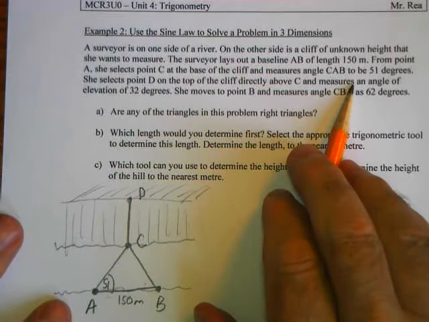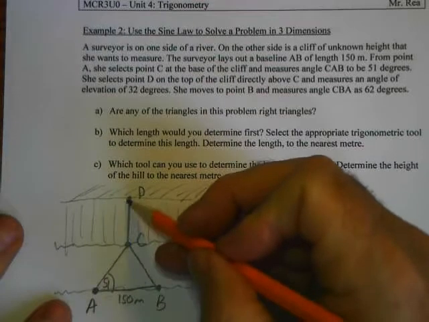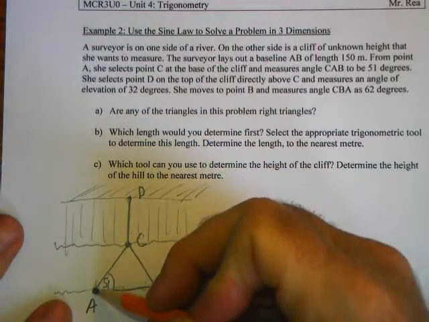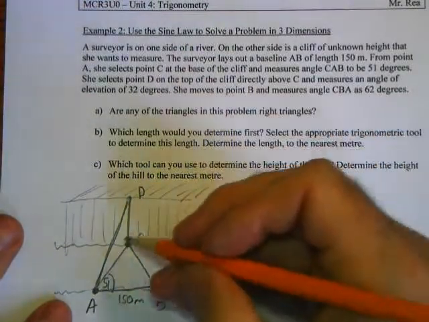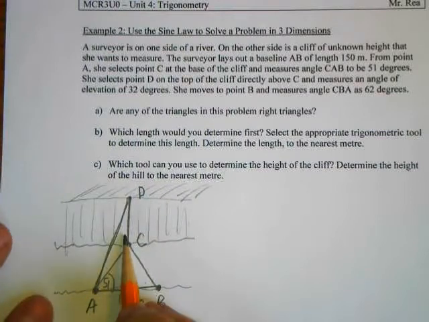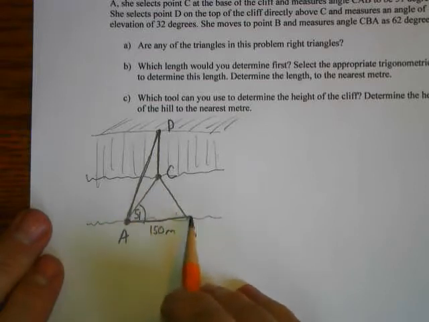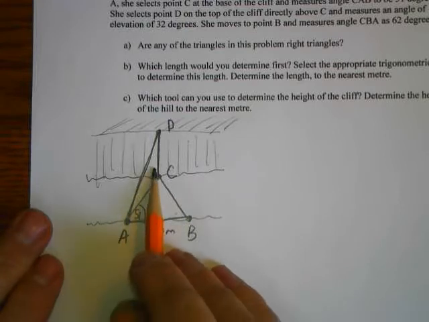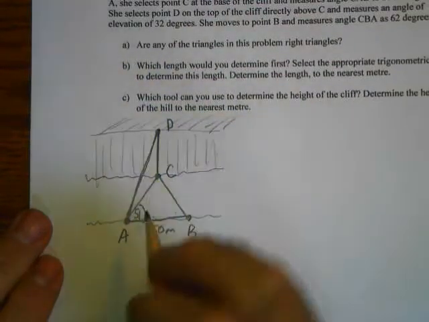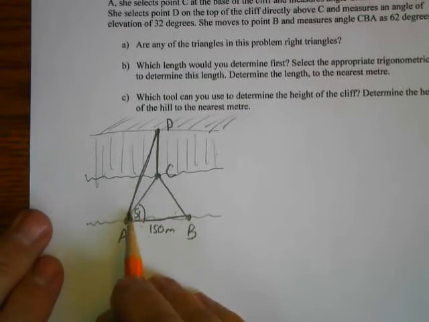Measures an angle of elevation of 32 degrees. So that's from where she's standing right now. So from A looking up at D. So here's your 3-dimensional triangle now. Okay, so this is a vertical triangle, ACD, and ABC is a flat triangle. It's basically lying on top of the river, and this is vertical, pointing to the sky here. So the angle of elevation is this angle here. So what's the angle compared to where she is on the ground? And that number was 32 degrees.